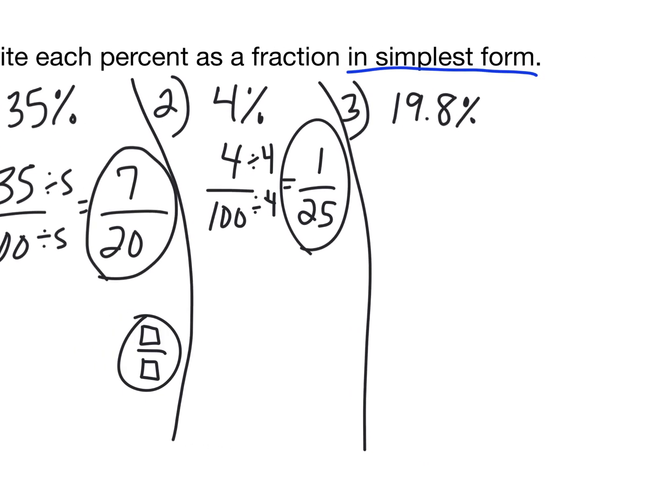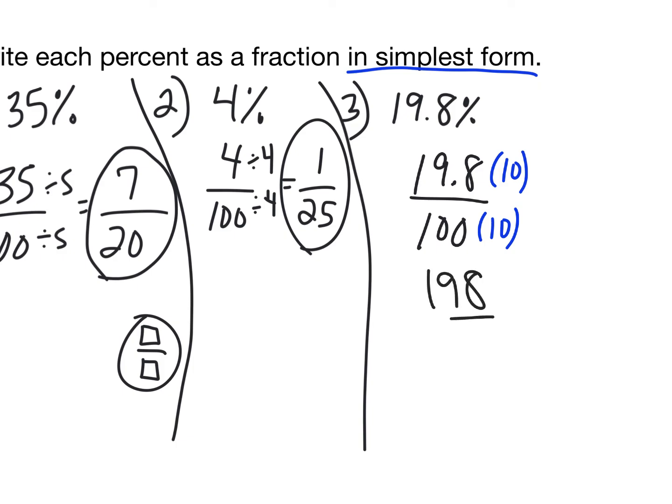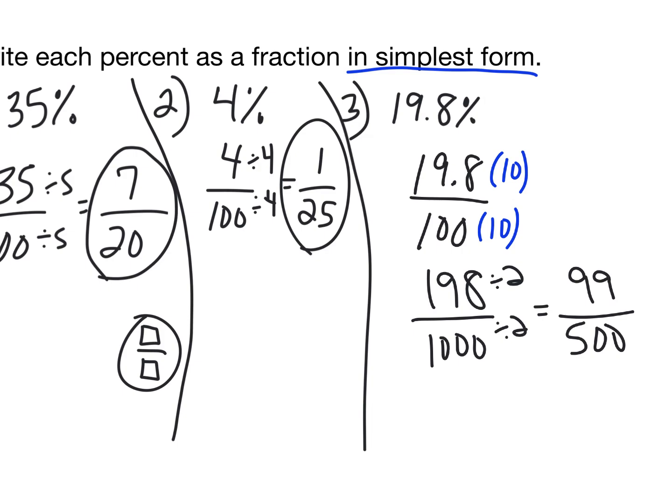So number 3, we've got 19.8%. It's a percent, so we can put it over 100. So 19.8 over 100. The deal is we don't want a decimal in our fraction that's not in simplest form. So to get rid of the decimal here, we would multiply by 10 to move our decimal over one spot. And that would be 198 over 1,000. Those will both be divisible by 2, which would be 99 over 500, and that's as far down as we can go.